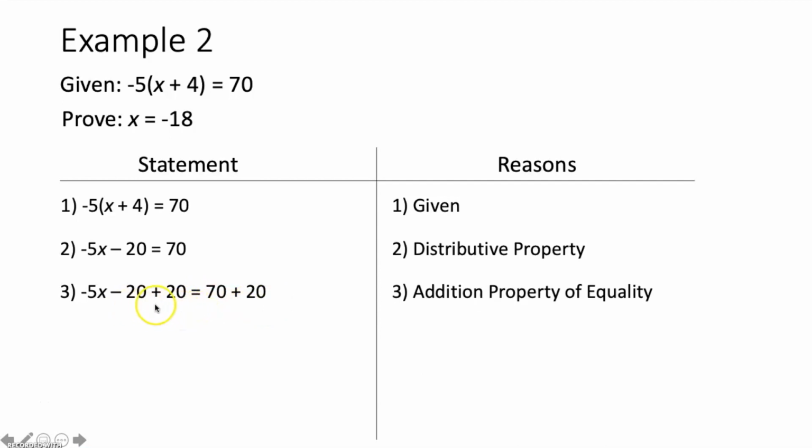Next, we need to actually simplify this. -20 plus 20, those are going to cancel each other out. And then 70 plus 20 is going to give you 90. Now, when you simplify an equation like that, you just need to write over here in your reasons, we simplified.